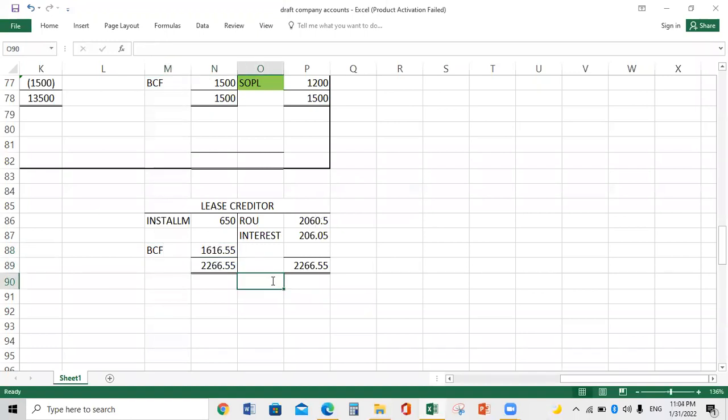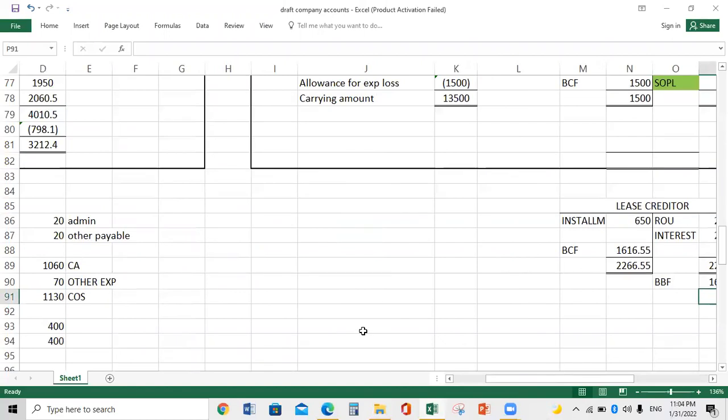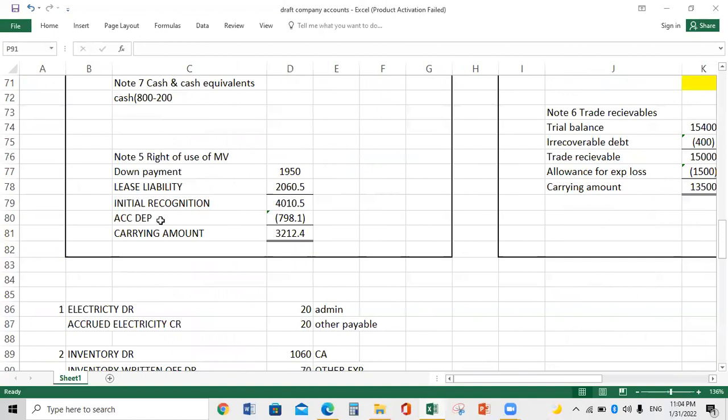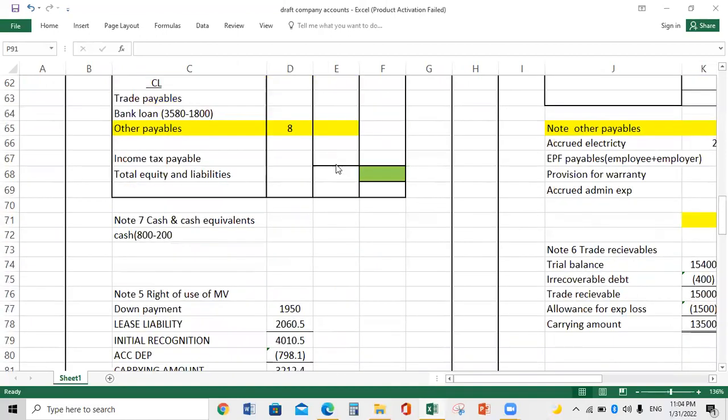Is this the value you all got? Got the same? Down payment is not recorded in the lease creditor. The new standard. Okay. Yes, Fatima. The new standard, you don't take the down payment to lease creditor. You take it to right of use. The previous standard only you take it to the lease creditor. Now you don't take it to the lease creditor. You take it to find the initial recognition. You take it here.